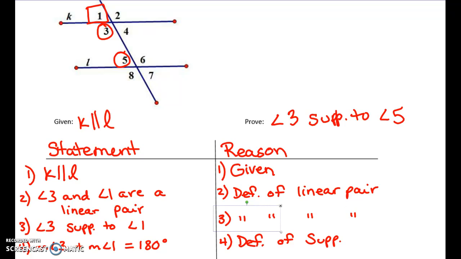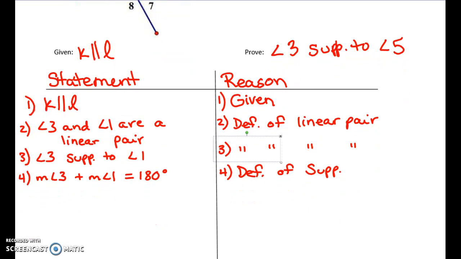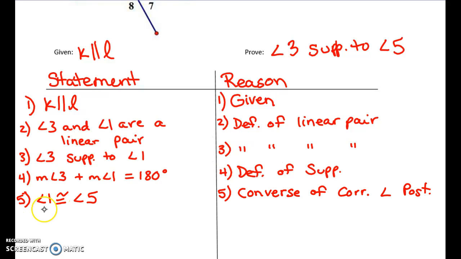Now we need to do a section that relates angles 5 and 1. So remember, we're thinking about the relationship with the helper angle. Well, I know that 5 and 1 are congruent because they're corresponding. So we have to write that congruency statement in our table, and the reason is the converse of the corresponding angles postulate, because I'm given the parallel and I'm proving the angles are congruent.